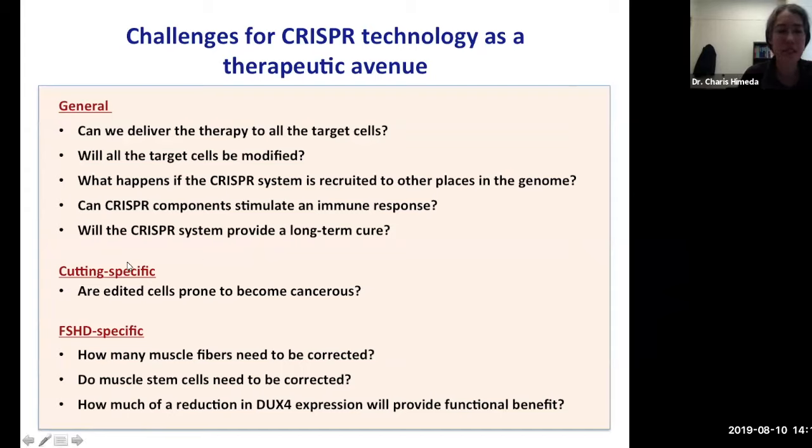There's one very serious concern related to using CRISPR and its cutting capacity, and that's that in certain situations, cutting by CRISPR can result in edited cells that are prone to become cancerous. But importantly, this would not be an issue with CRISPR inhibition. And then there are some FSHD specific issues, which are things we still need to learn about the disease, like how many muscle fibers actually need to be corrected. Do muscle stem cells need to be corrected? And exactly how much of a reduction in DUX4 expression will really provide a functional benefit.